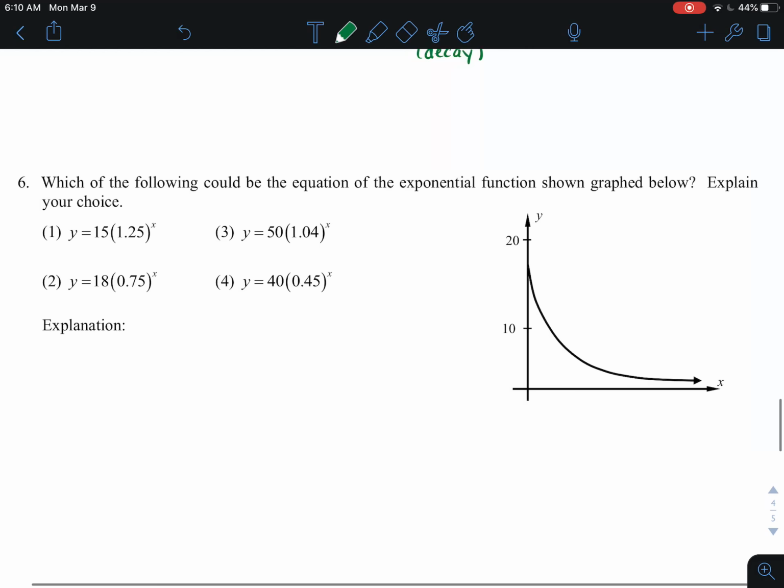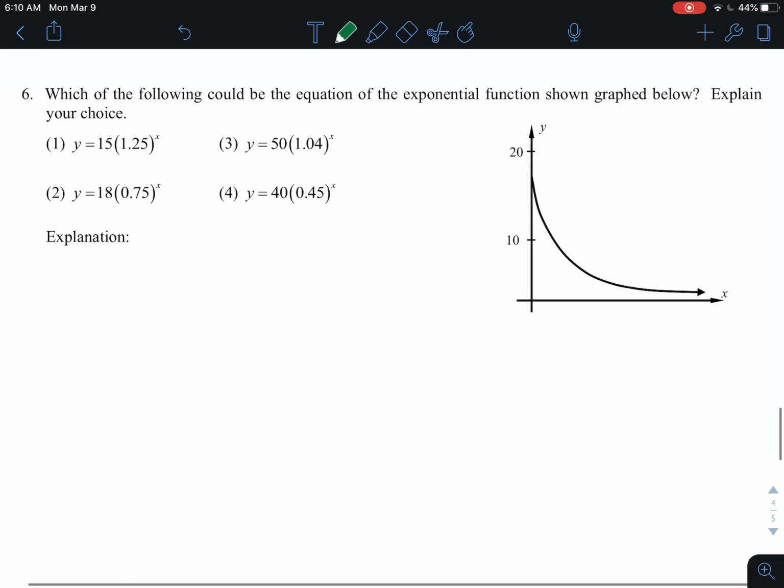Okay, now let's take a look at the next example. Which of the following could be the equation of the exponential function shown in the graph below? Then we're going to explain our choice. So I see a graph here that's decaying. So this is exponential decay. That means the base must be less than 1, and that's because I see that it's a decreasing graph.